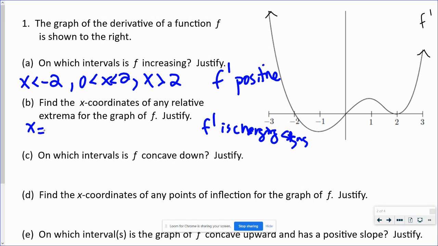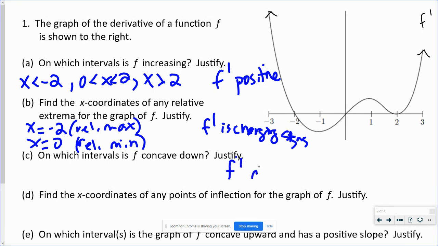At x equals negative 2, we're changing from positive to negative, so that's a relative max. At x equals 0, we're changing from negative to positive, so that's a relative minimum. Notice that the derivative is equal to 0 at 2, but it's not changing signs, so that one is not a relative max or min. Part C, on which intervals is f concave down? Okay, well, f is concave down when f prime is decreasing. So again, I'm going to go ahead and write that out.